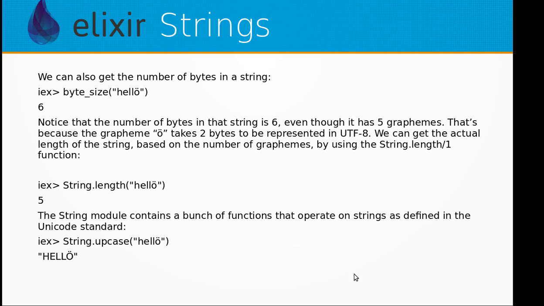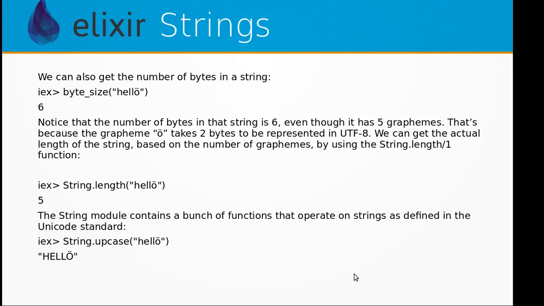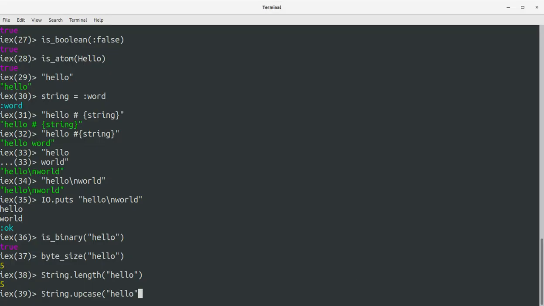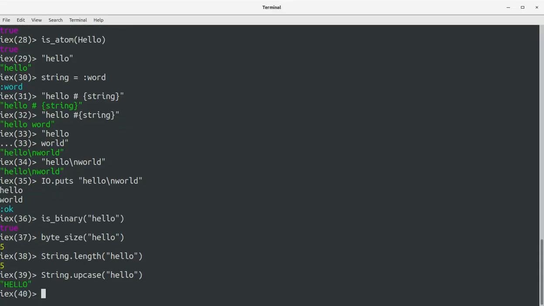The String module contains a bunch of functions that operate on strings as defined in the Unicode standard, such as upcase. If you want to convert a word into uppercase, you just need to use the upcase function and it will give you the word in uppercase.